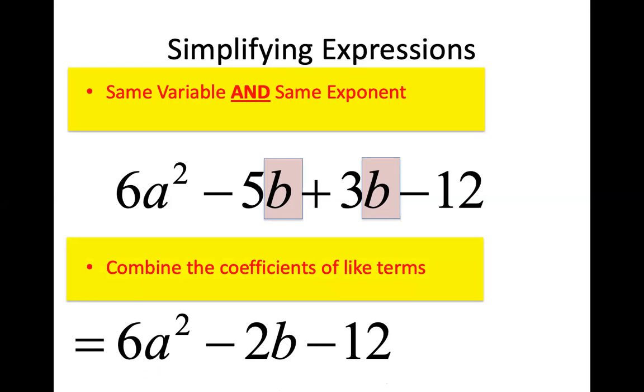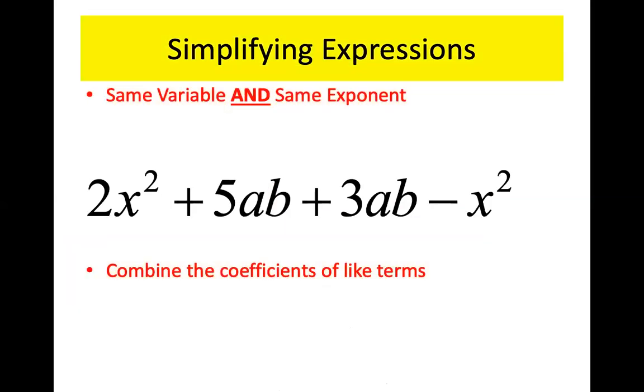Okay. Doesn't sound like it's too hard, right? And it's not. They're going to give you some long expressions. You're still going to do it the same way. Tristan, you're up. Does x squared have any friends? Yes. First term and the last term. Okay. Does ab have any friends? Yes. Which ones? The two middle terms, right?